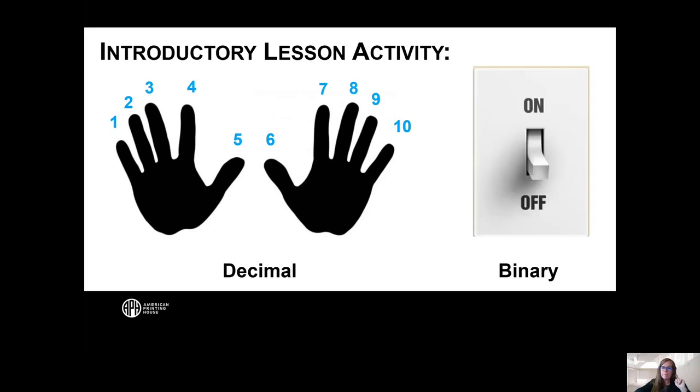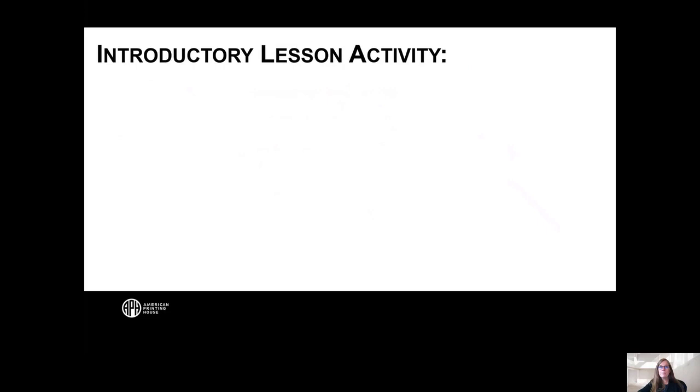In binary, it's like a light switch because in computers, things are either on or off. So the values are a 1 if it's on, and a 0 if it's off. So we have ones and zeros. So it's a light switch or our hands, or a more tactile way of looking at it.